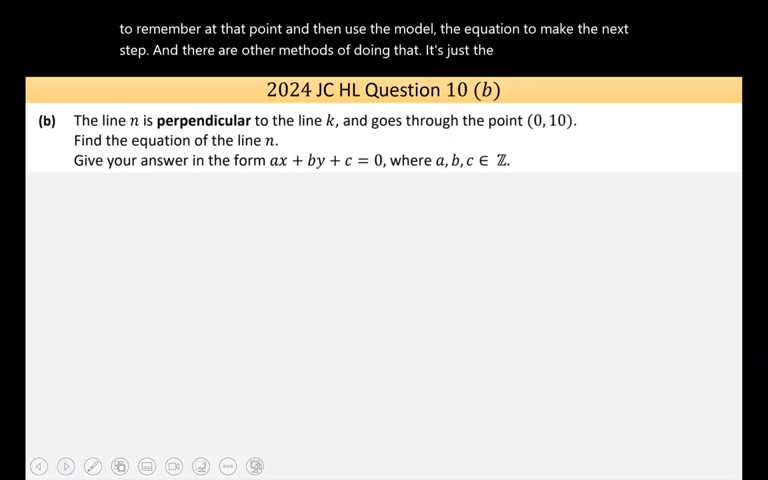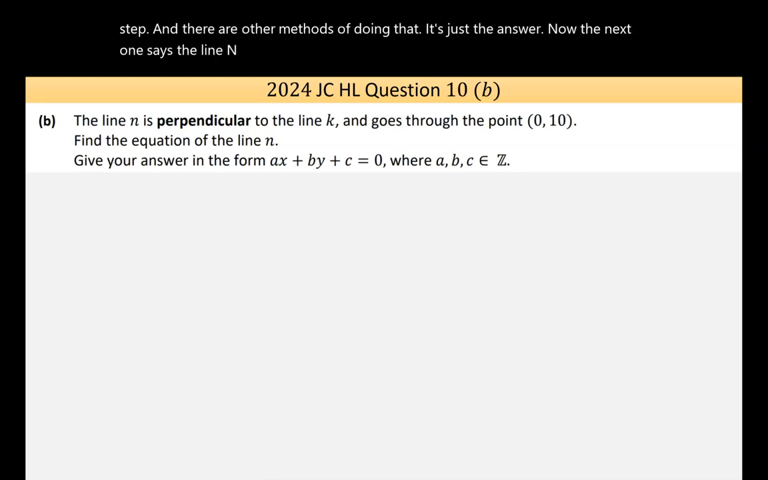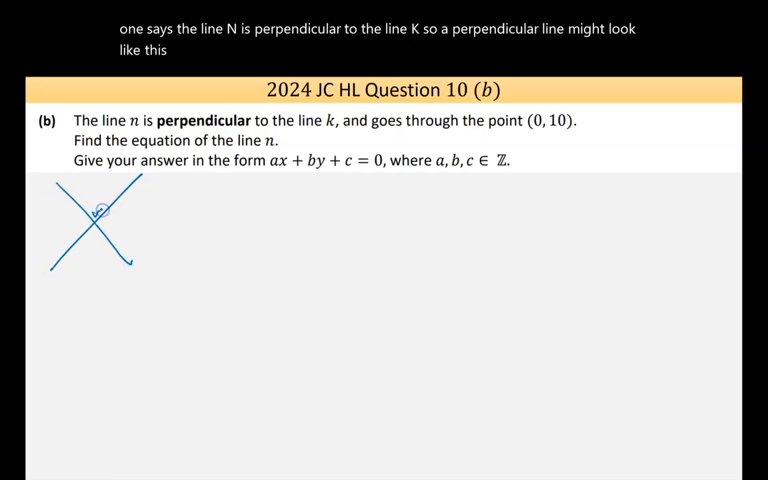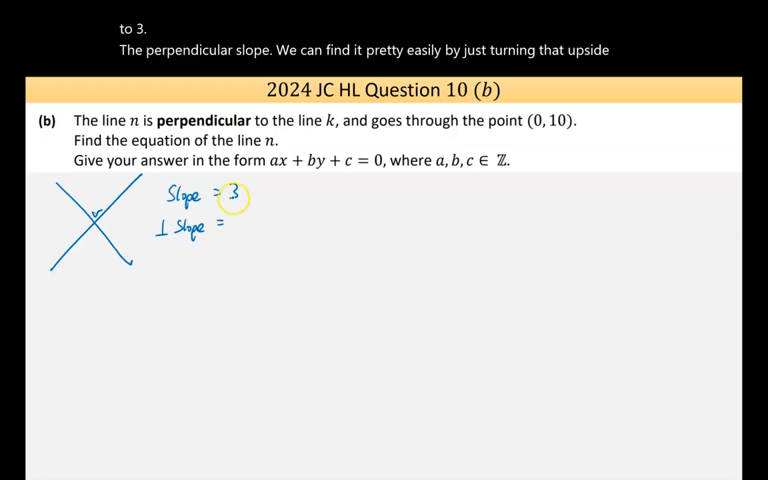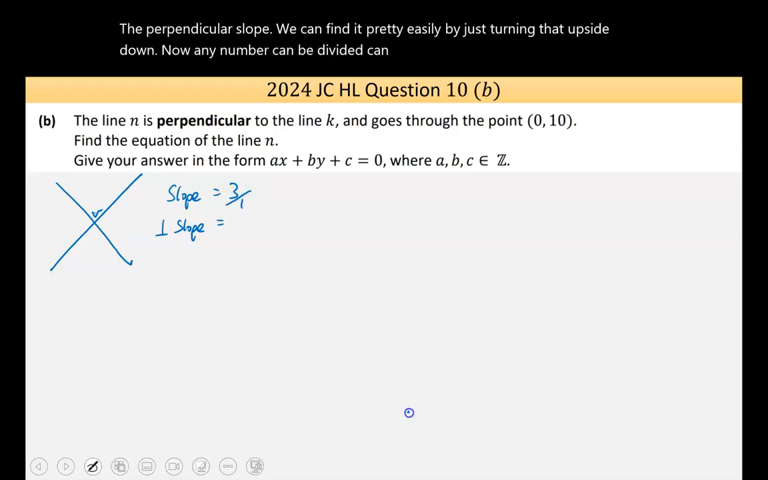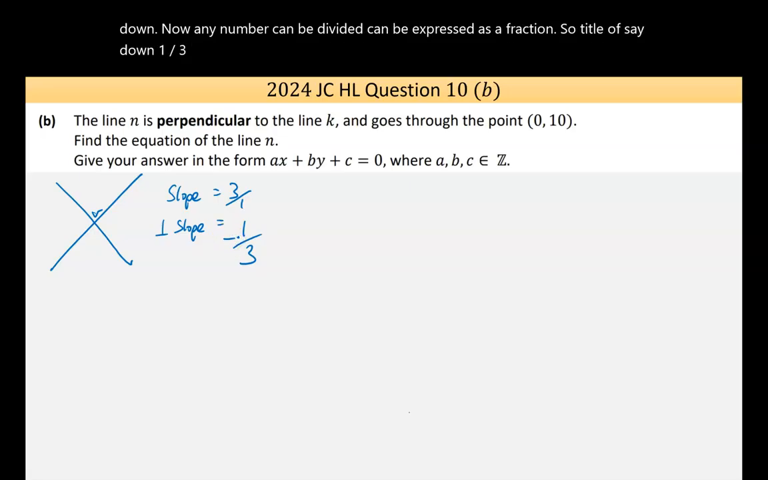Now the next one says the line n is perpendicular to the line k. So a perpendicular line might look like this, creating a right angle. So if you know the slope, let's say the slope is equal to 3. The perpendicular slope, we can find pretty easily by just turning that upside down. Now, any number can be expressed as a fraction. So turn it upside down, 1 over 3, and change the sign.